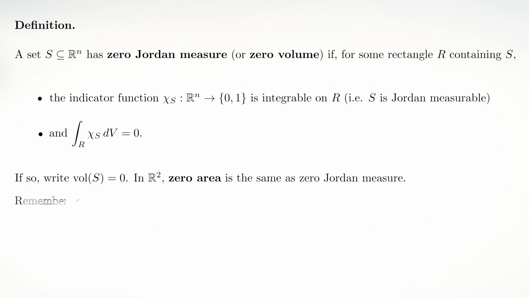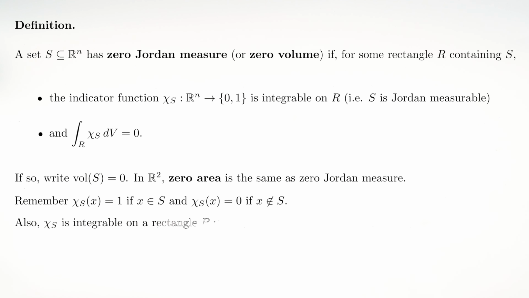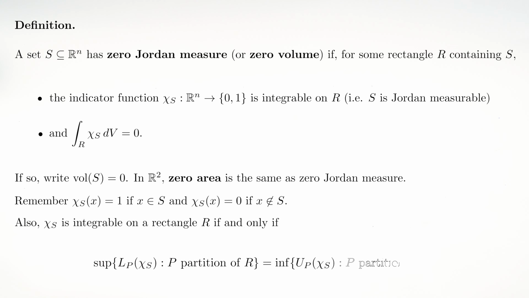Remember, the indicator function evaluated at x is 1 if x is in S, and it's equal to 0 if x is not in S. Also, recall that the indicator function is integrable on a rectangle R if and only if the supremum of the lower sums of chi S on R is equal to the infimum of the upper sums of chi S on R. In other words, the lower integral on R must equal the upper integral on R.